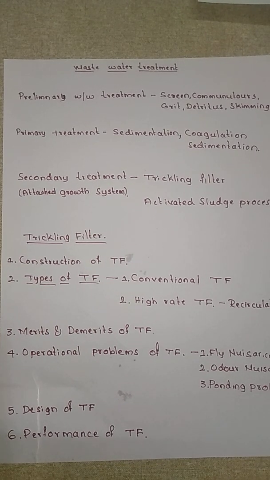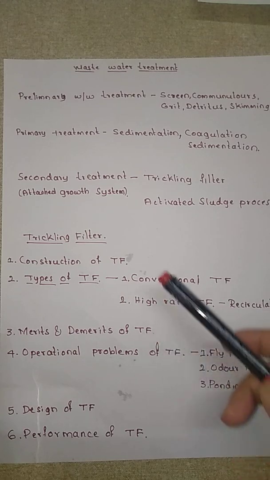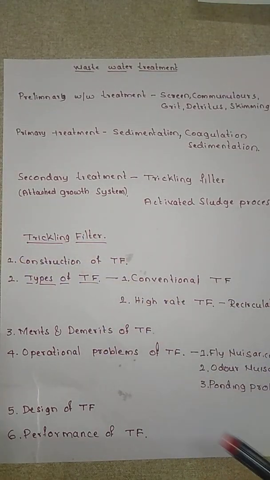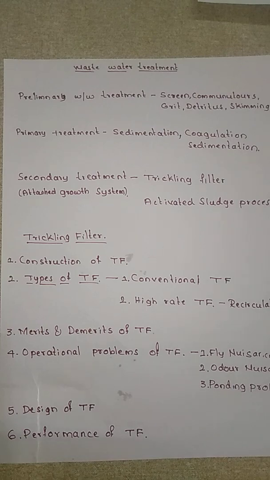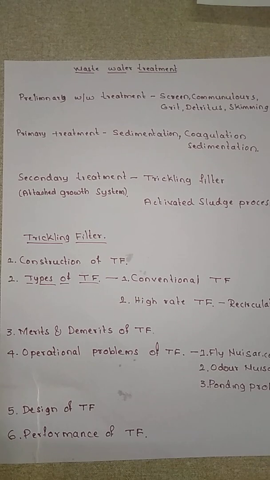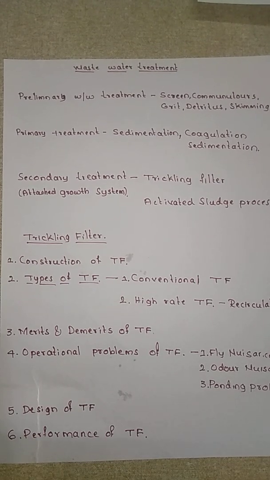Okay, now we will see the merits and demerits of the trickling filter. The construction, the conventional trickling filter and the high rate trickling filter you now know. Now we will discuss the merits and demerits of the trickling filter. The merits of the trickling filter are that the rate of filtration loading is high, and it requires less land and area for installation. It requires very small land, and a smaller quantity of filter media is required for installation.